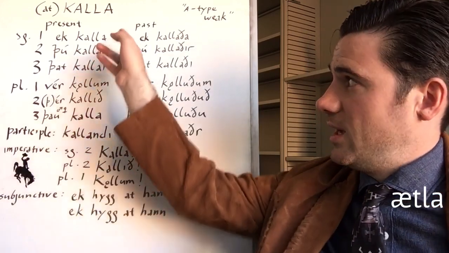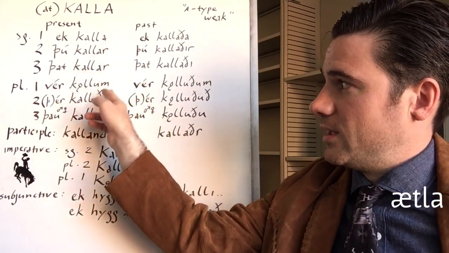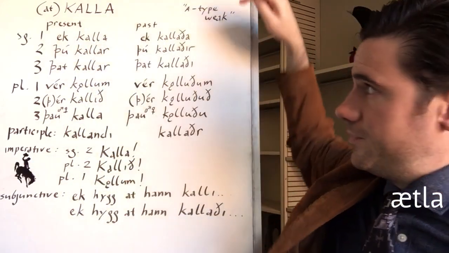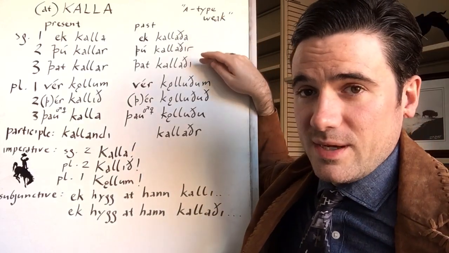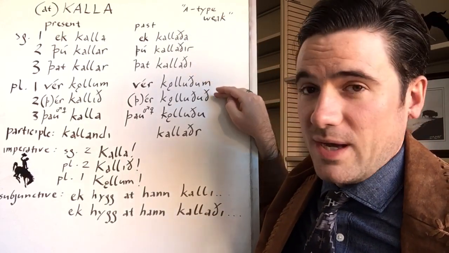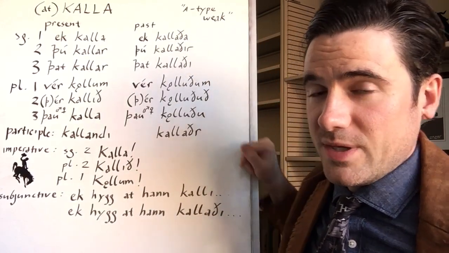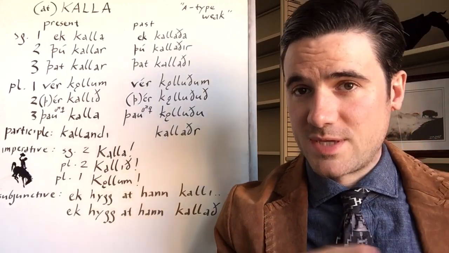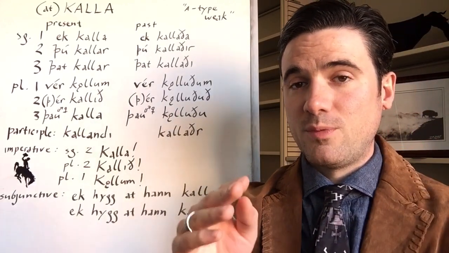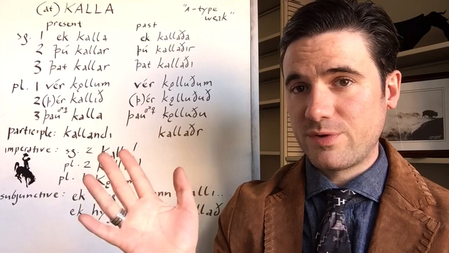It's going to be ek atla, atlar, atlar, atlum, atlid, atla. Atlava, atlavir, atlavi, atlavum, atlavuth, atlavu. It is going to be exactly the same workings as kala. These are the most frequent verbs in the language.